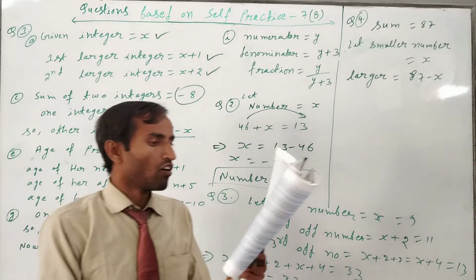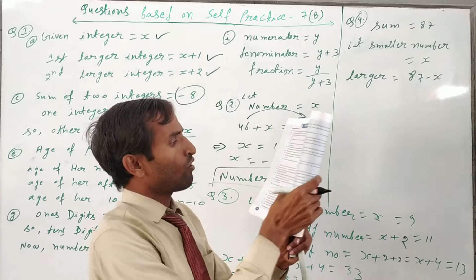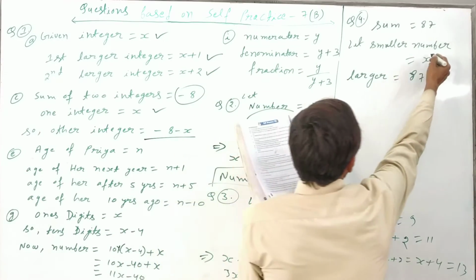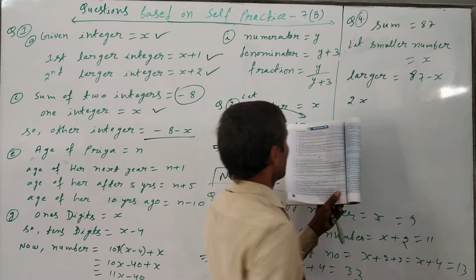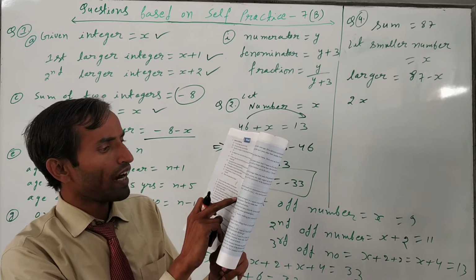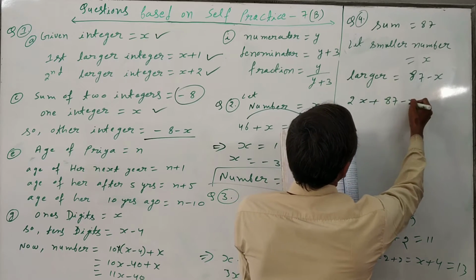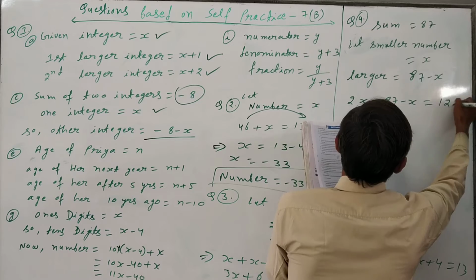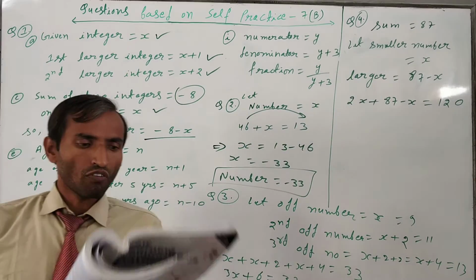Now we have to use the condition. Twice the smaller number means we have to multiply by 2, so 2x, and then we have to add the larger number, so we add 87 minus x, and the result will be 120. That means 2x plus 87 minus x is equal to 120. This is the linear equation. Okay. Now we have to solve.